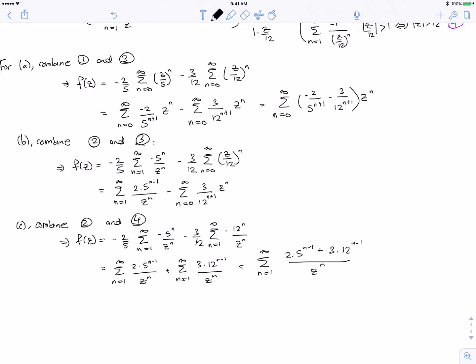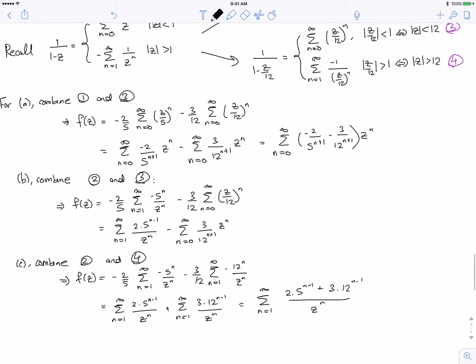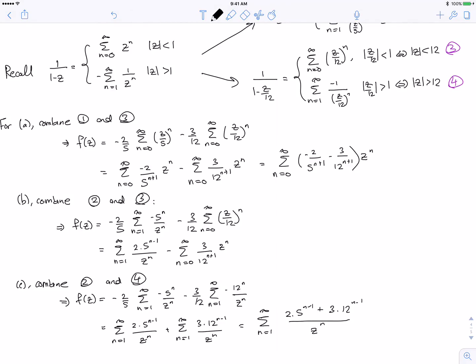So this one only includes negative powers. So that's an efficient way of answering this sort of question. Write out your 4 possible series expansions before you get into the question itself. Then for each part, see which series you need, and then just add them as appropriate.